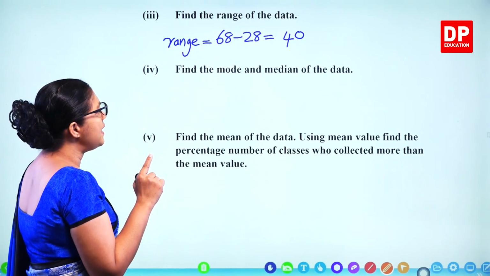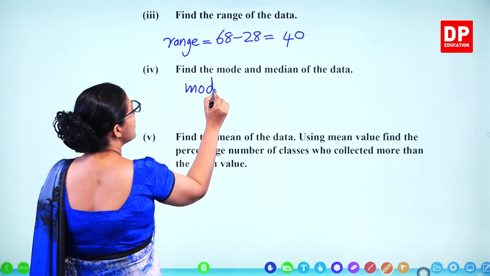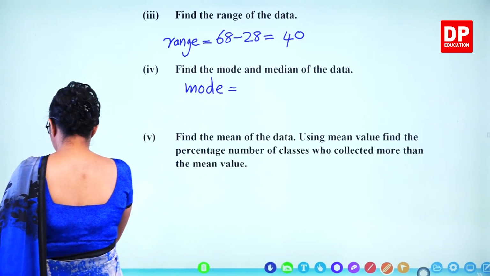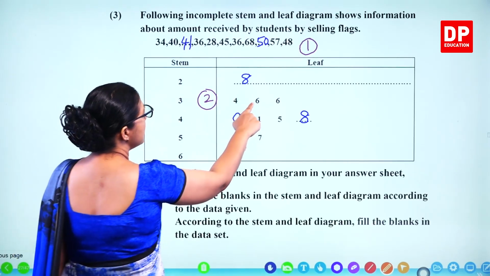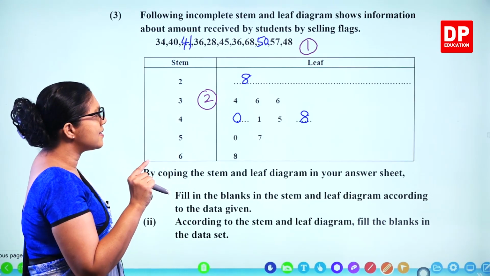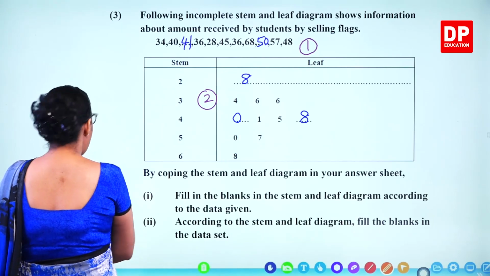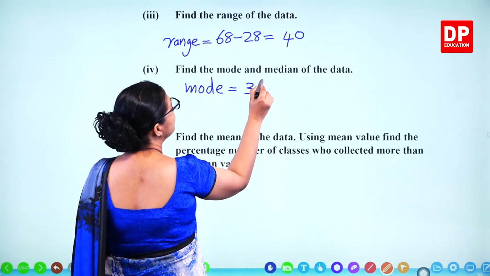Find the mode and median of the data. So mode is the most frequent value. Twice is there 36. All the other numbers once and 36 twice. So 36 is the mode value.